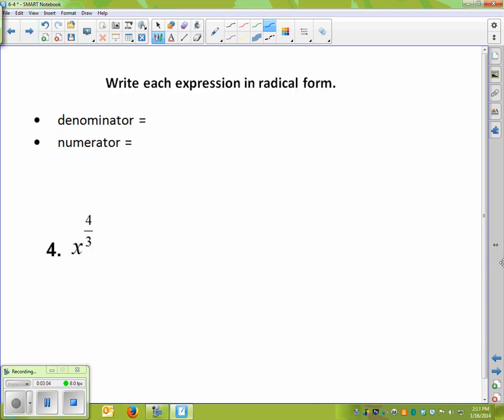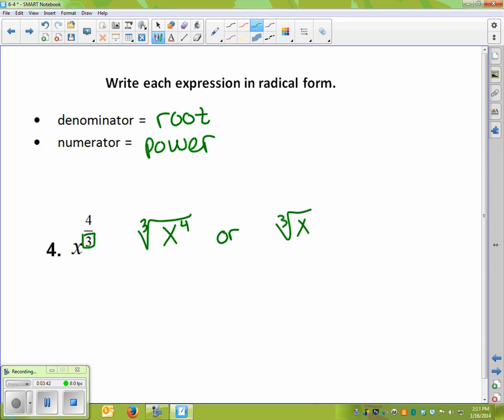Now a different type of problem. We're going to write the expressions in radical form. We're going to go from a fractional exponent into a radical. The denominator is equal to the root of my expression, and the numerator is going to be the power. So I see I've got a 3 for the denominator. That gives me the cube root of x with the power of 4. Or I could write it as the cube root of x in parentheses to the 4th power.